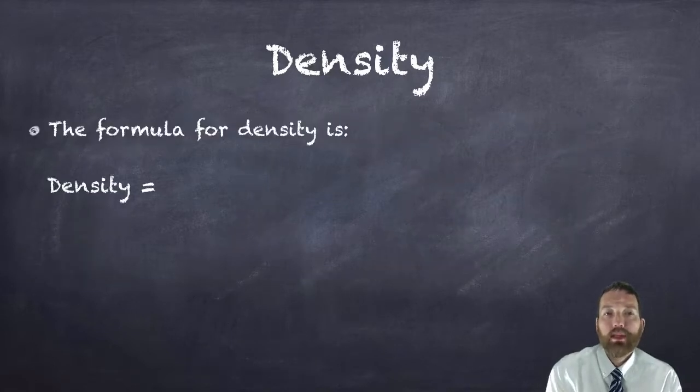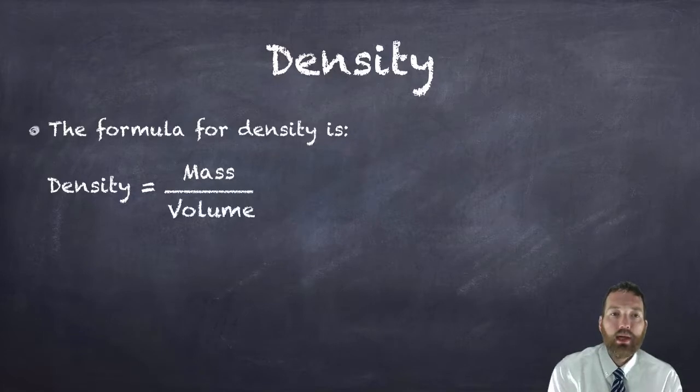So the formula for density is mass divided by volume. This is on Table T. You don't need to memorize it, but you probably have used this before in middle school science, and we're going to use it a lot. You'll probably memorize it, but you don't have to. It's on Table T.